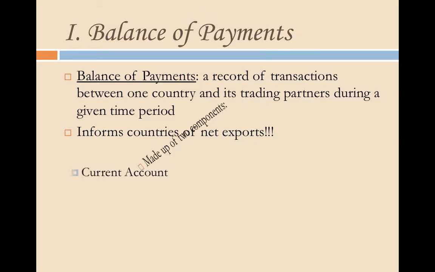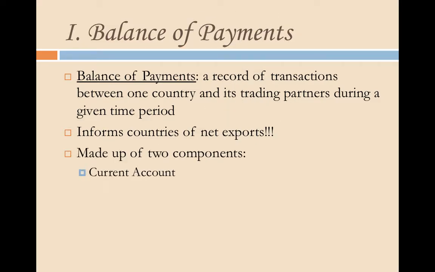Okay, so let's talk about the major subcategories. There are two components of the balance of payments. The first major component is called the current account, and it could be a positive or negative value. We'll break down the different parts of the current account in a minute. The other part of the balance of payments is the capital account and the financial account.